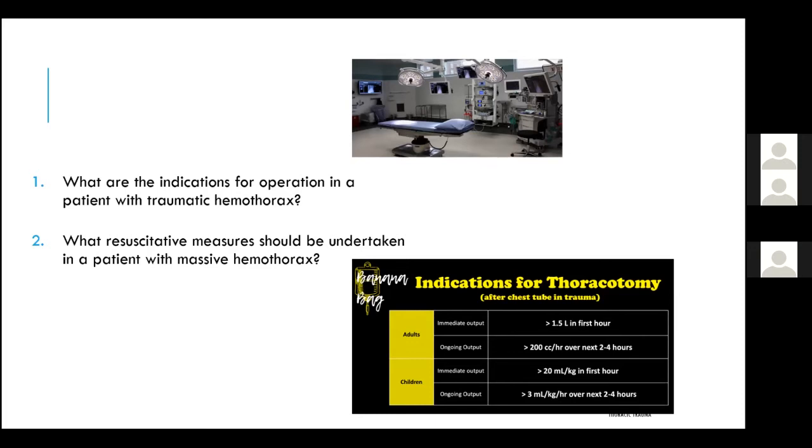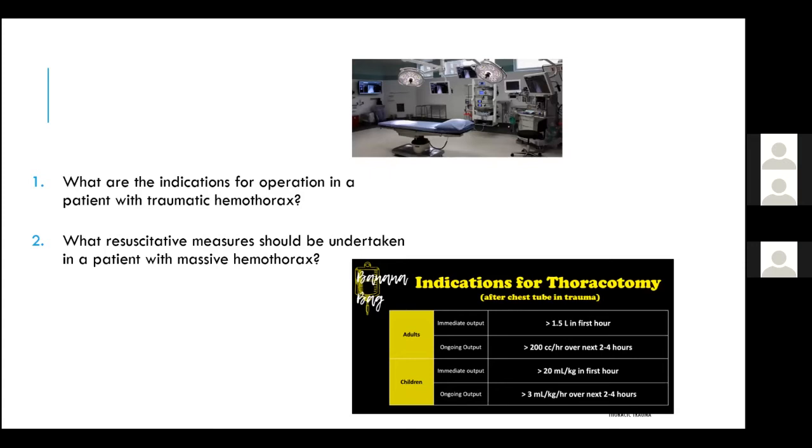So what is the indication in a massive hemothorax? I find something important here. In an adult, if the amount of blood at the insertion is about 1.5 liters in the first insertion or in the first hour, it is an indication for a thoracotomy. Why? Because there's massive bleeding.